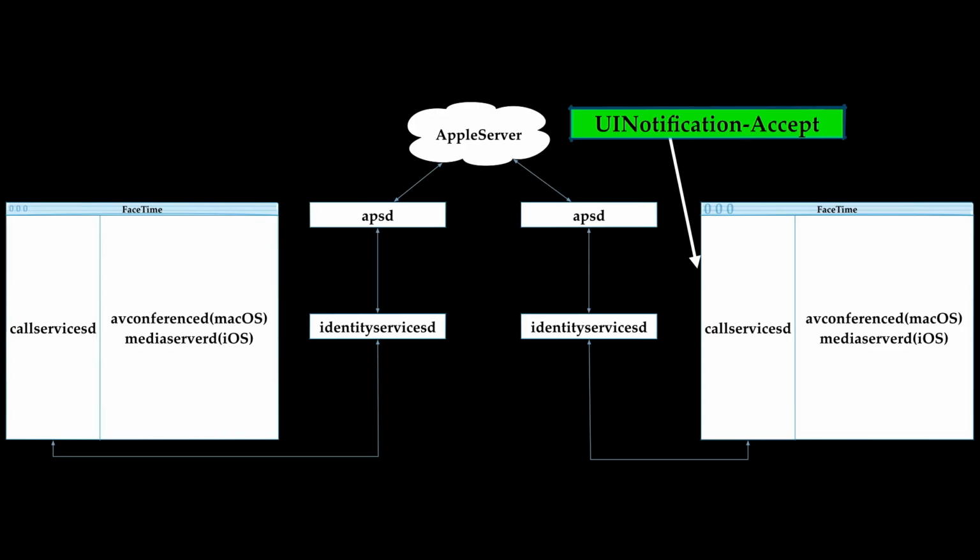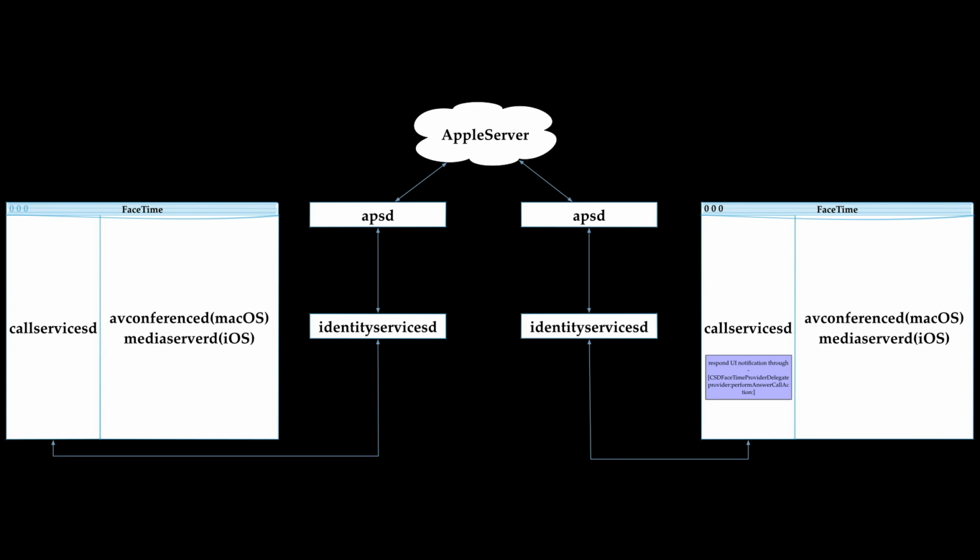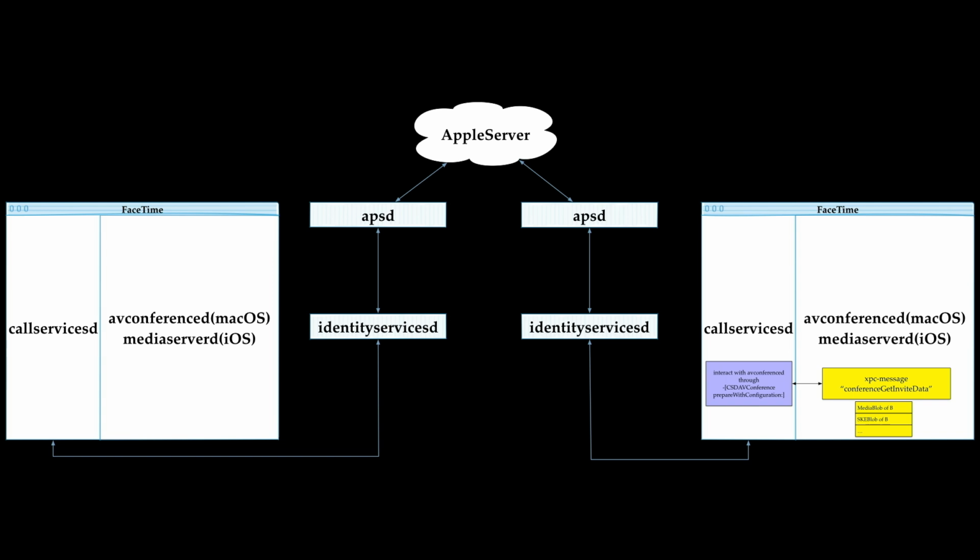And now the UI will pop up to tell you that you have a new FaceTime invite. Do you want to accept? And we click the accept button. It will generate a UI notification, which we can call UI notification accept. The UI notification will be sent to Call Service D, and Call Service D will handle the notification through another handler function and do almost the same thing as we did on the local side.